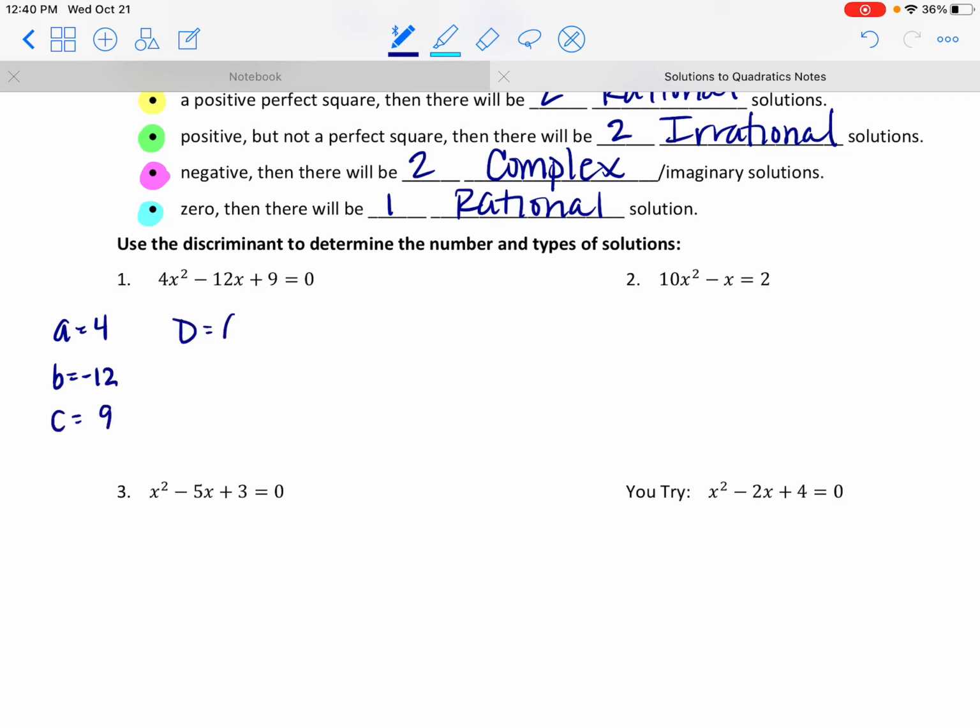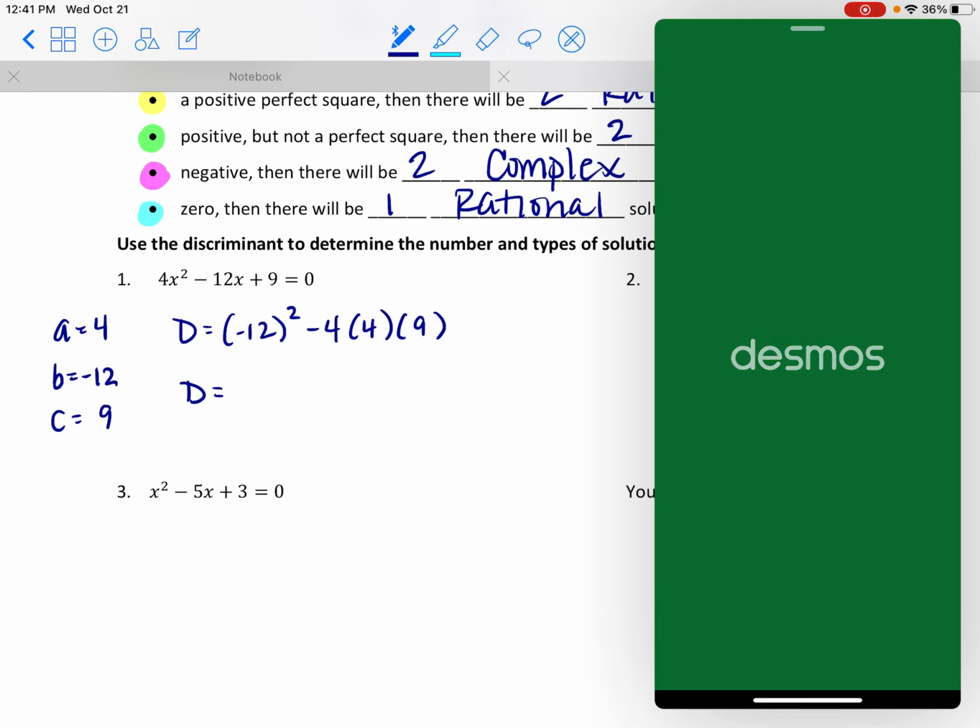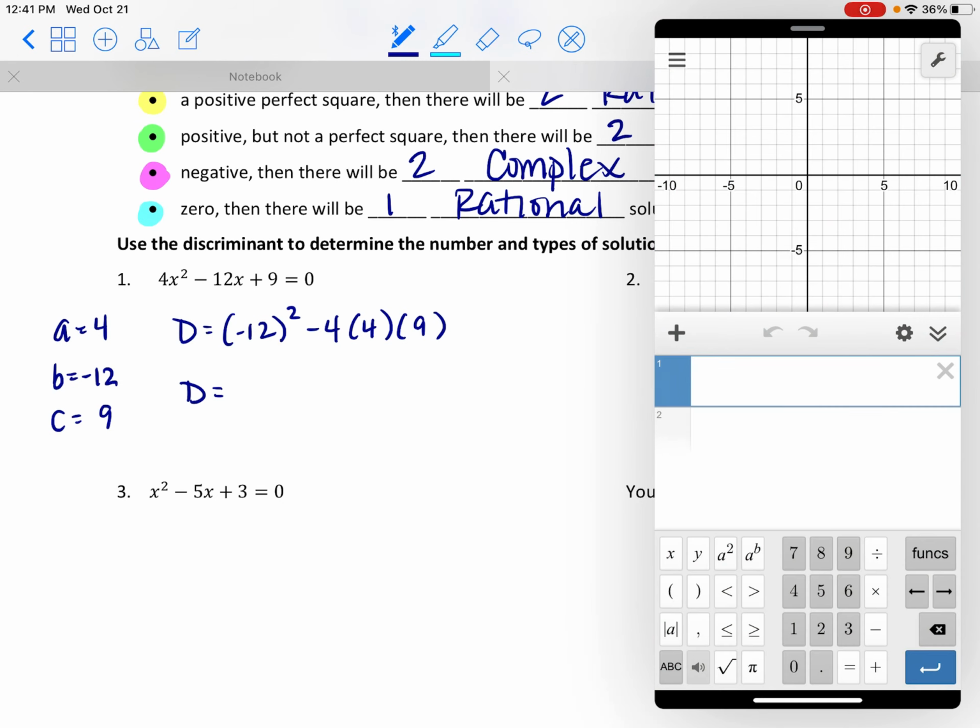So our discriminant would be negative 12 squared, b squared, minus 4 times a times c, so 4 and 9. And make sure you're using parentheses, particularly on the negative squared. If you plug that into your calculator without parentheses, it's going to give you a negative when it should be giving you a positive. So make sure you're using parentheses, again, particularly around that negative square. I know it's doable in your head, but I just don't want to make any silly mistakes. So I'm going to go ahead and just type this into the calculator, let it do all the heavy lifting for me, and that way we don't do anything silly. When I say we, I mean me.